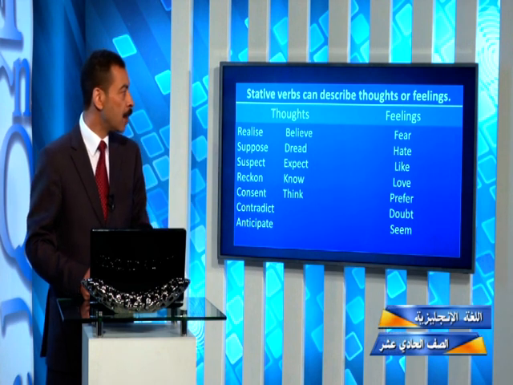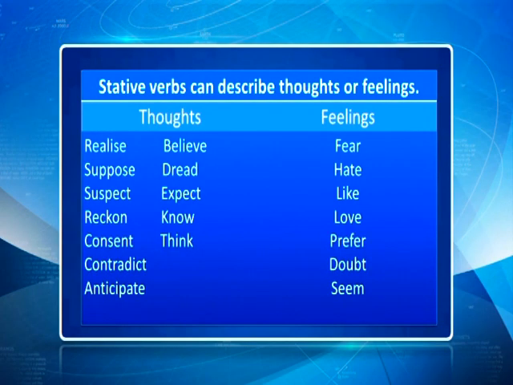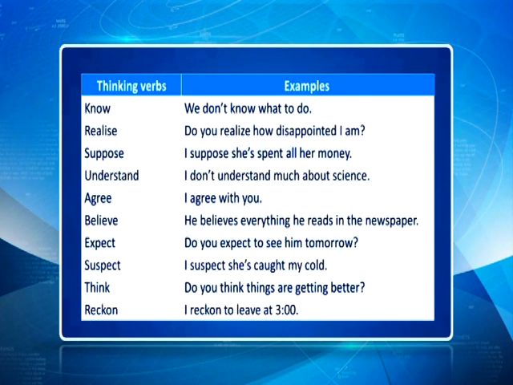As for feelings, we have verbs like fear, hate, like, love, prefer, doubt, and seem. They describe your feelings. Okay? Now we have thinking verbs with examples.